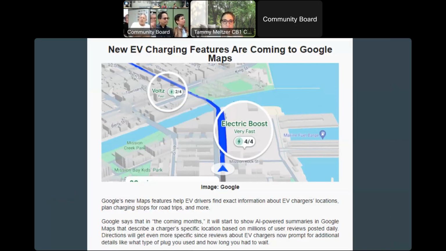Anyway, Google, since we were on Google before, and they may do this poorly, but they will now be putting new EV charging stations on Google Maps. So for those who have been complaining about where to find them, it should be changing. Next.